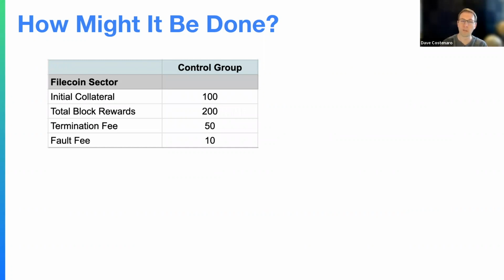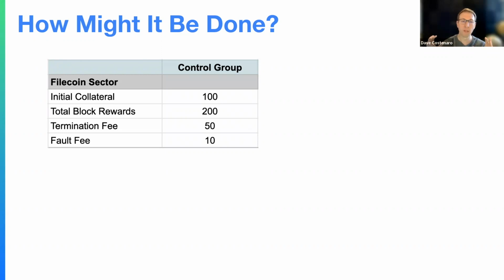There's a total amount of block rewards that, if that sector is online and proving that the storage is available, it gets over the lifetime of the sector. Let's call that 200. So you deposit 100. At the end of the sector, you get that 100 deposit back. And in the meantime, you've gotten 200 units of block rewards.